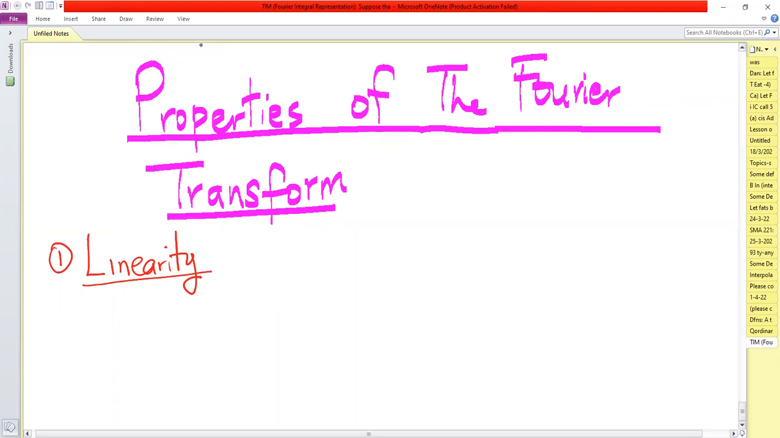In this session, we introduce the concept of properties of the Fourier transform. As we saw in the case of Laplace transforms, some of the properties that we studied there are also the same property that holds for the Fourier transform. So we start with the first property of the Fourier transform, the so-called linearity property.